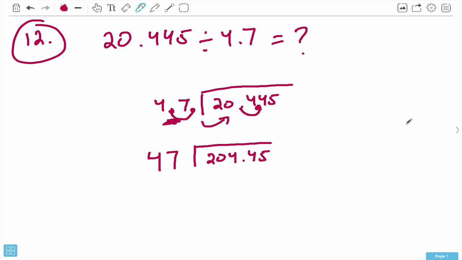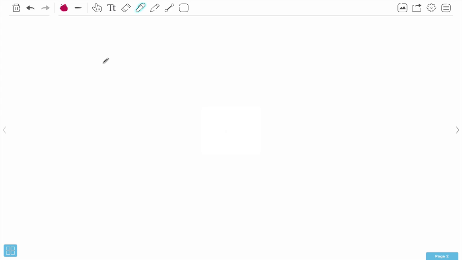So we have 47 divided by 204.45. So 47 is obviously too big for 20, so that won't work. But 47 can go into 204. So we couldn't do 47 into 20, but 47 can go into 204. And 47 can go into 204, I believe, 4 times.